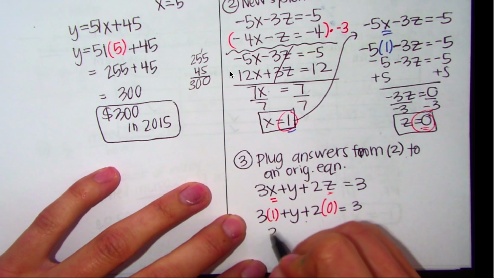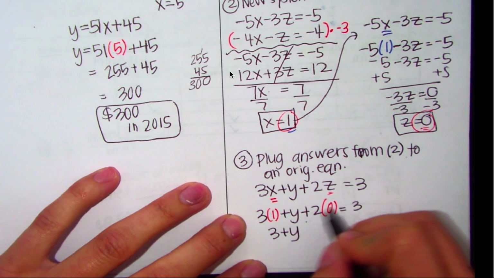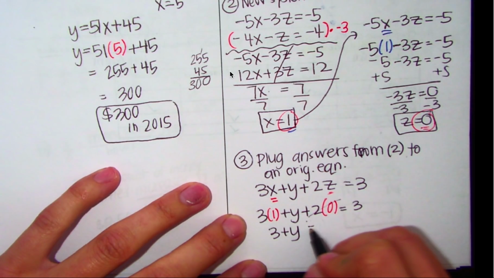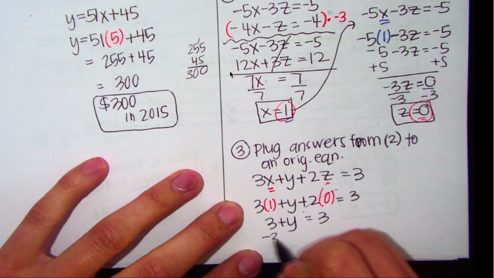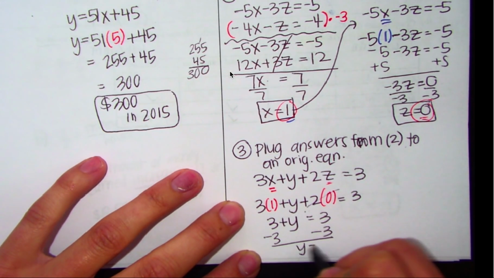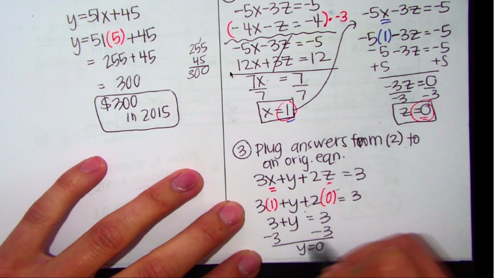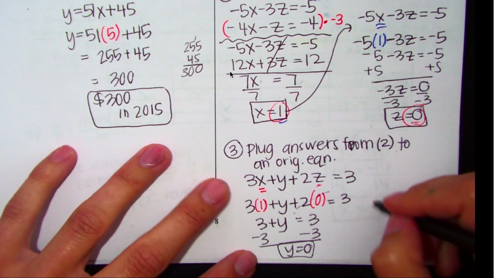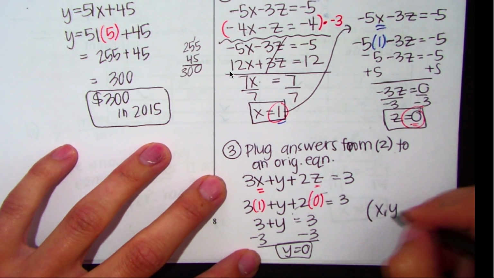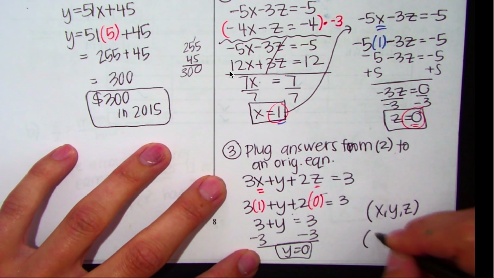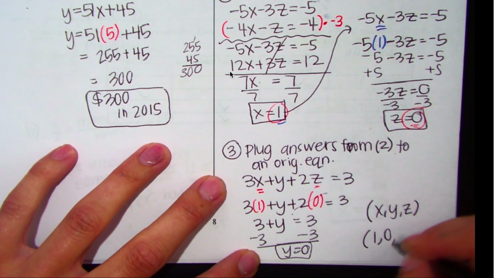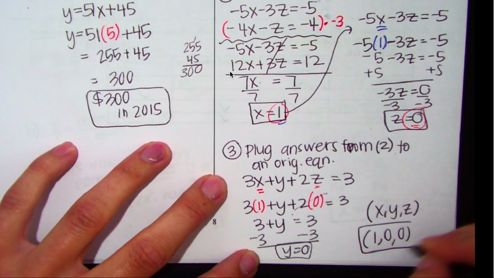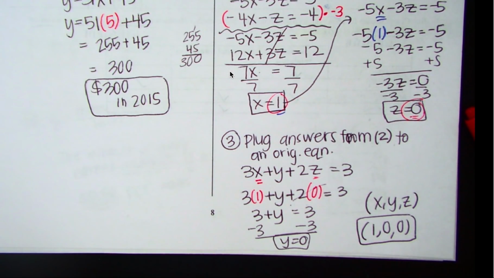3 times 1 is 3. 2 times 0 is 0. That can just be gone. And then subtracting 3, 3 minus 3 is 0. So anytime I have this system, I need 3 answers, and I typically write them as an ordered pair, x, comma, y, comma, z. So I got x is 1, y is 0, z is 0 for my answer.